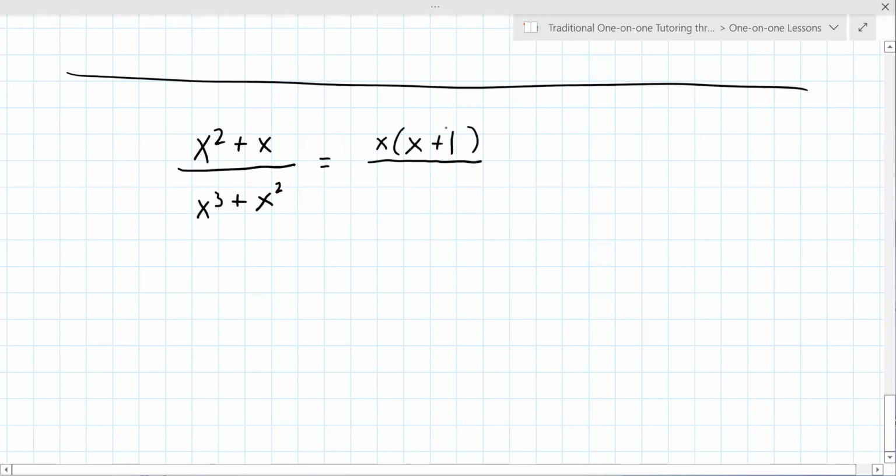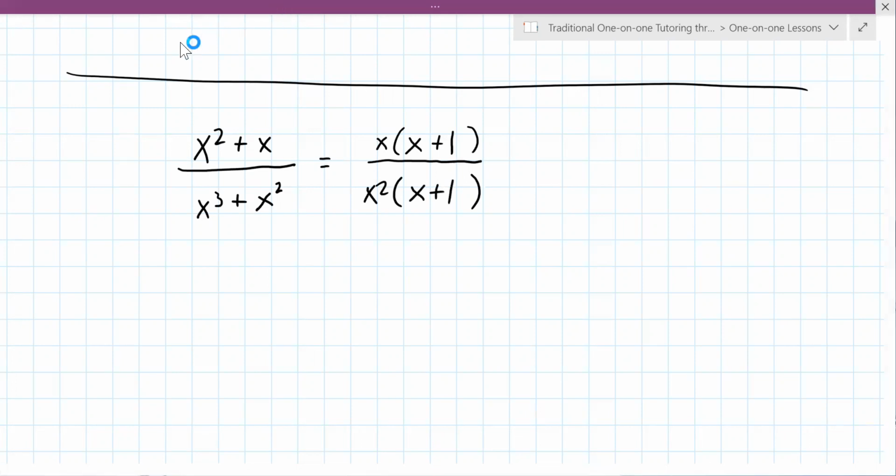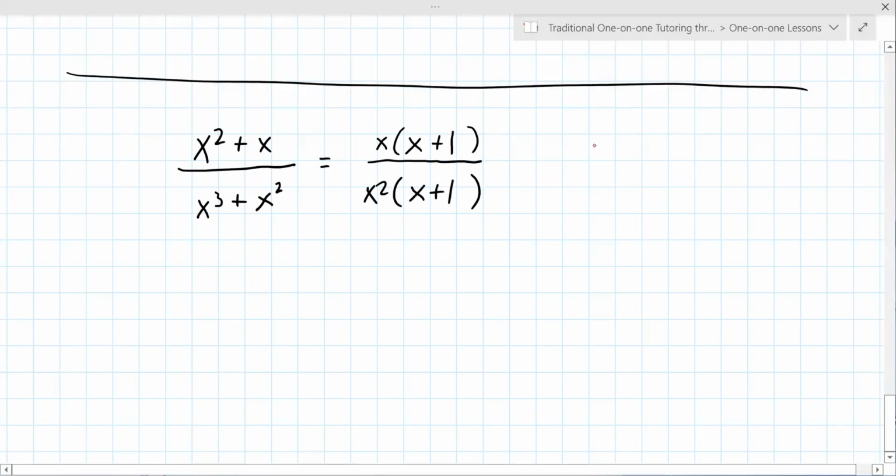Now in the denominator, what can you factor out of both? x squared. What goes in parentheses? x plus 1. Okay, now do you see any cancellations? What are your cancellations? x plus 1. And you can cancel out one of the x's with the other one. Exactly.